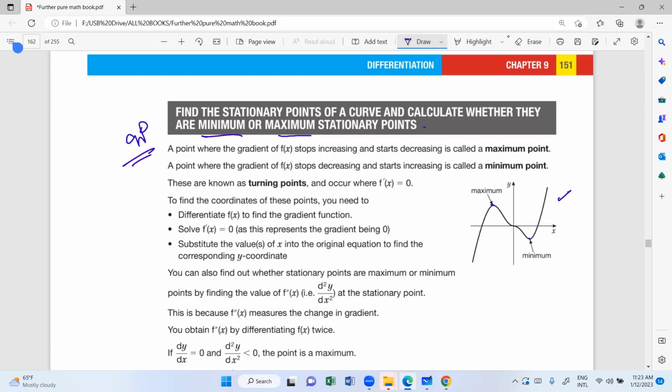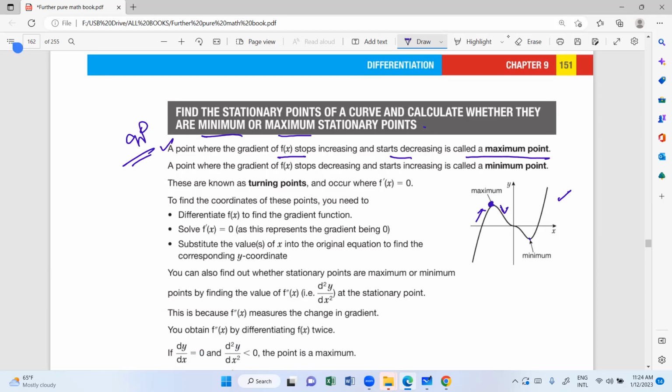Why? At a maximum point, the gradient of f(x) stops increasing. Here you see f(x) stops increasing over there, and starts decreasing; here it stops increasing and starts decreasing. So this point is called the maximum point.